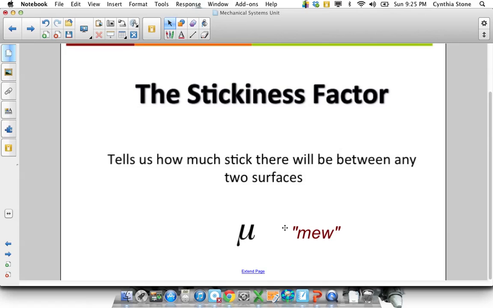I'm going to show you some examples of coefficients of friction. Basically, someone has researched this, and you can find a bazillion tables of coefficients of friction on the internet. So I'll show you that in a little bit, because for sure, any engineer that designs anything needs to know the friction.